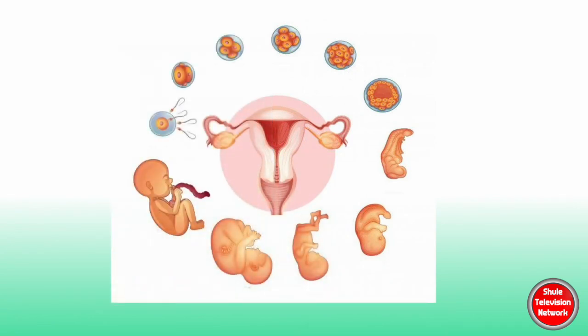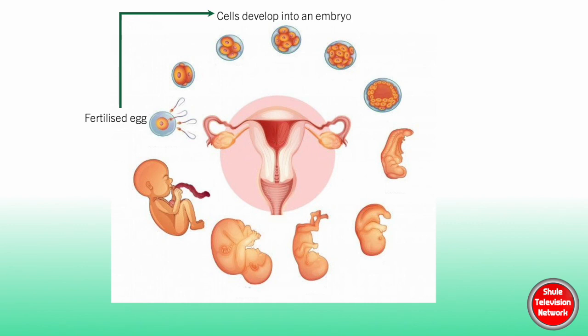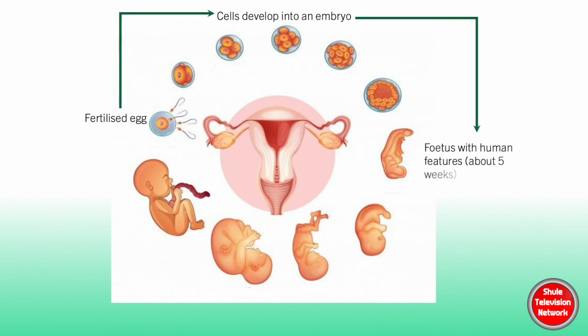This diagram shows the development of the fetus in the uterus. After implantation, the fertilized ovum develops into an embryo. The embryo then develops into a fetus. After 9 months in humans, the fully developed fetus is ready to be born.